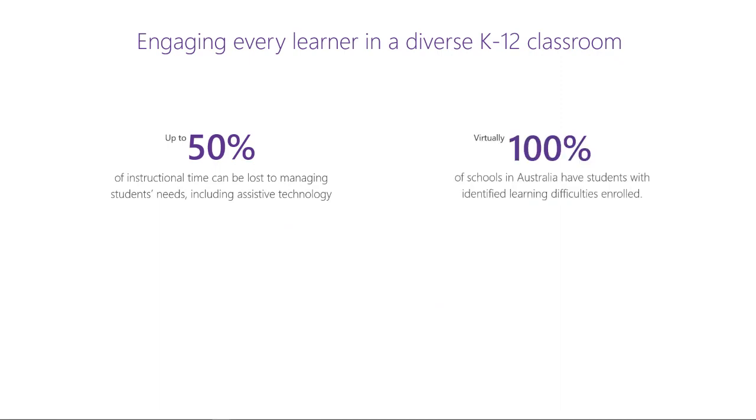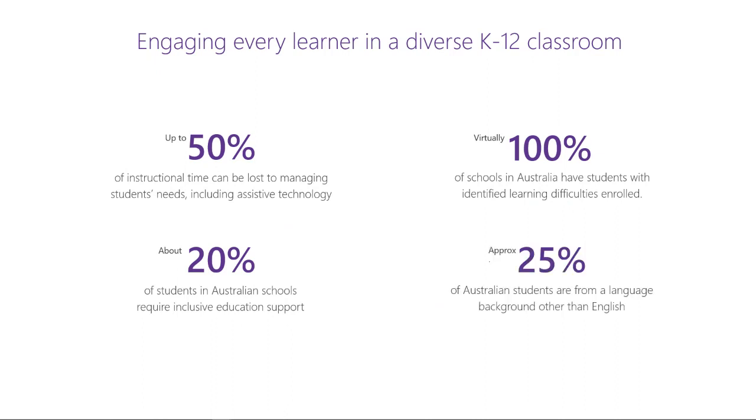Virtually 100% of schools in Australia have students with identified learning difficulties enrolled. There may be a couple somewhere, but really it's pretty much every school that's got students with some sorts of challenge. So this is not the fringe, this is mainstream. About 20%, or 1 in 5 of students in Australian schools require inclusive education support. Again, this is a mainstream issue. This is not a workshop for special schools and that kind of thing, although definitely if you're from a special school, this is going to be useful to you. I'm really stressing that this is for everybody. And then about 1 in 4, or a quarter of Australian students are from a language background other than English.